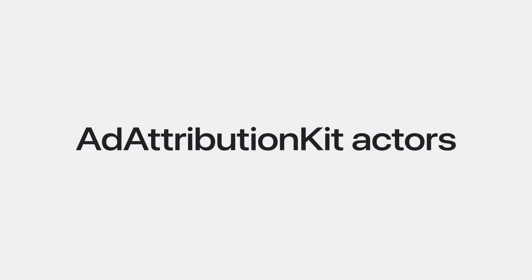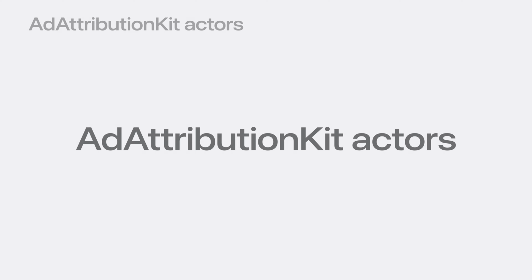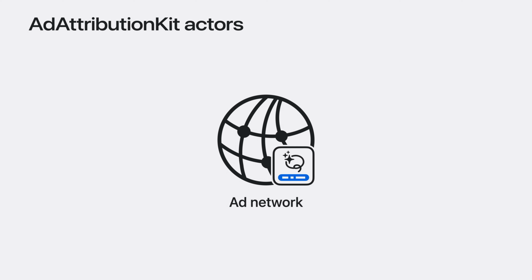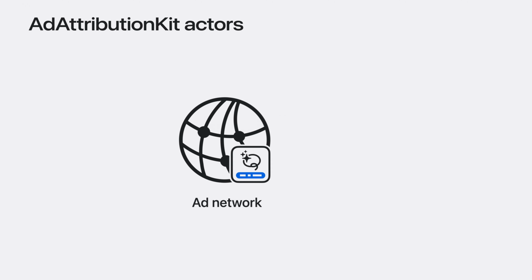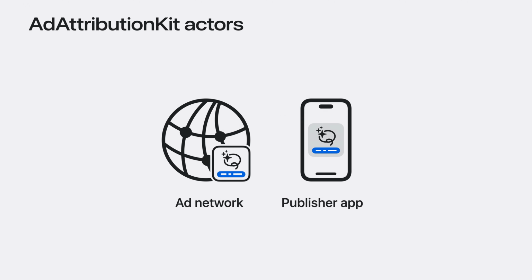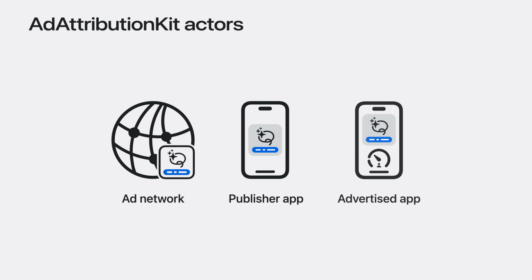An AdAttributionKit flow consists of three different parties. An ad network is responsible for creating and delivering an ad payload to a publisher app. The publisher app will handle displaying an advertisement for the advertised app. And finally, the advertised app measures engagement from actions that people take from within their app. These actors each play a role at different points in an end-to-end flow of AdAttributionKit.